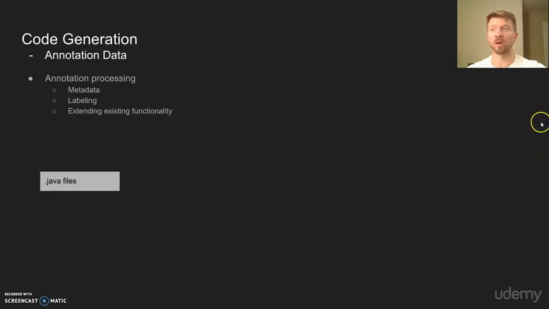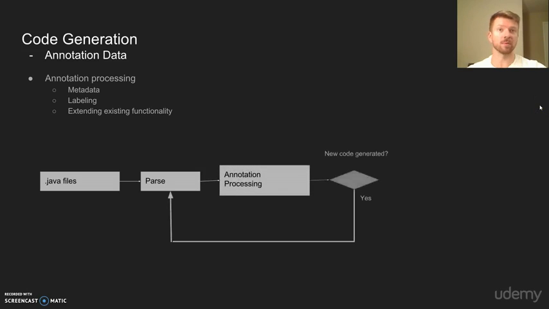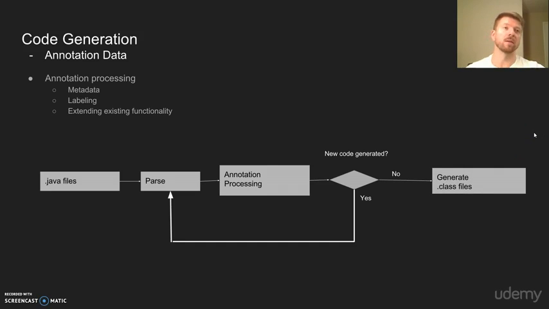So the steps are, first, there are Java files that you wrote, then there is the parsing step in the compilation, and then the annotation processor parses the annotations, generating code. If there's new code that's been generated, then we have to do the parsing again. This is because generated code might have annotations in it. And if there's no more generated code, then that's it. The process is done.